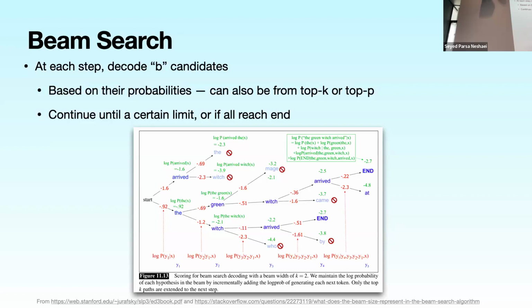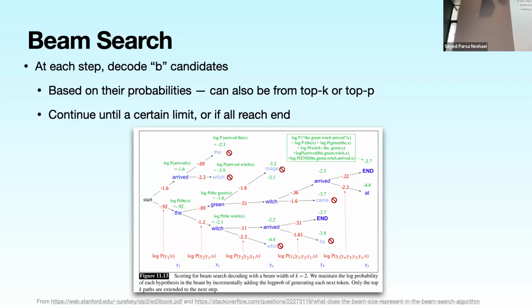Then we compare these probabilities. We see that among these 4, the 2 top ones are this and this. So we discard the others. Here K is 2, the number of ones to keep. Then again, the next step, we discard the 2 with the least probability and pick these 2. So now we have 2 branches, "the green which" and "the which arrived". You see? And then again, we continue.